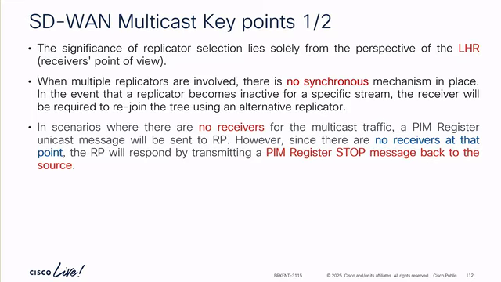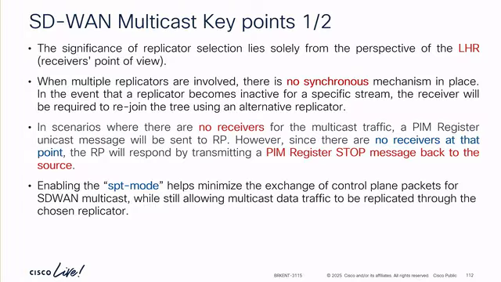Sometimes we have cases of who joins first. If the source joined first, it sends the PIM register message to the RP. If there is no receiver interested in that particular stream, the RP sends a PIM register-stop message saying I don't have any receiver at this moment, so stop registering yourself to that particular RP.